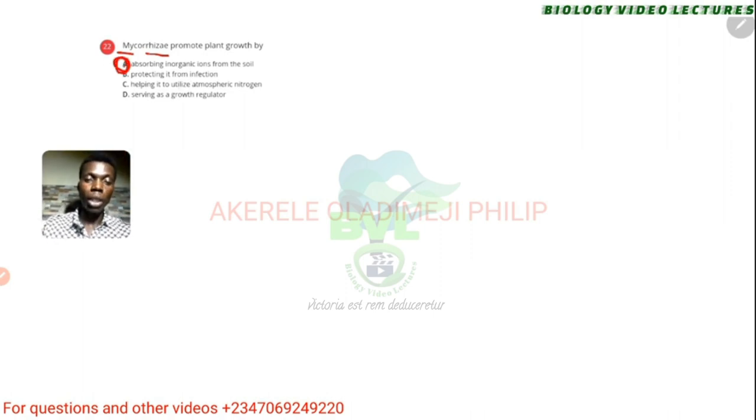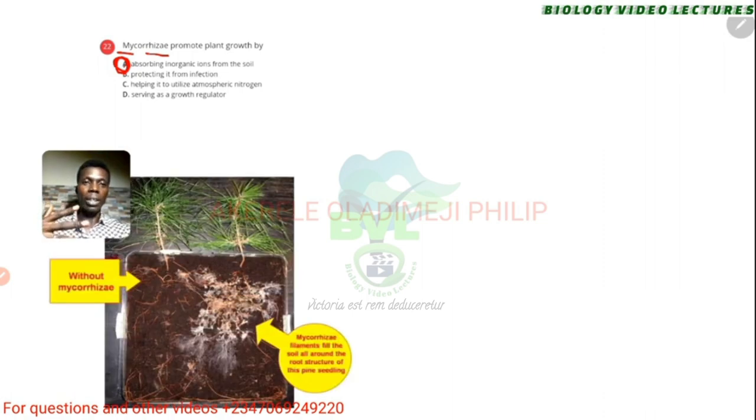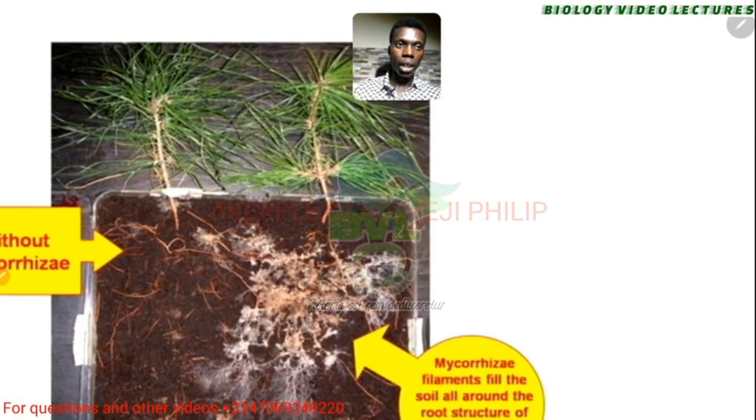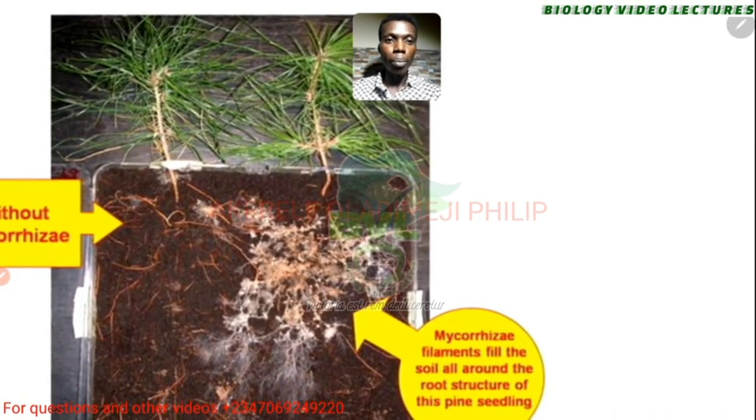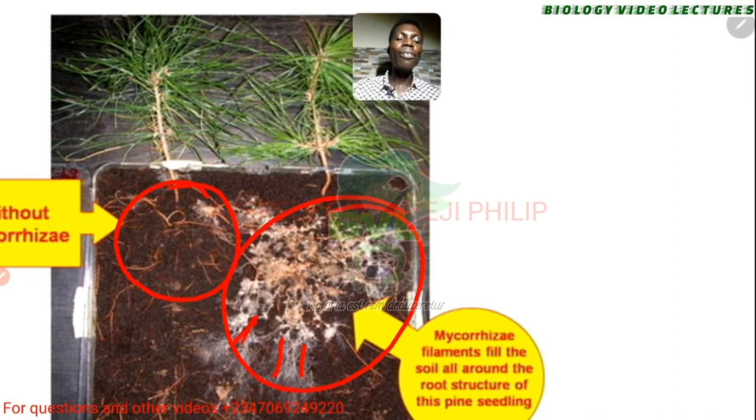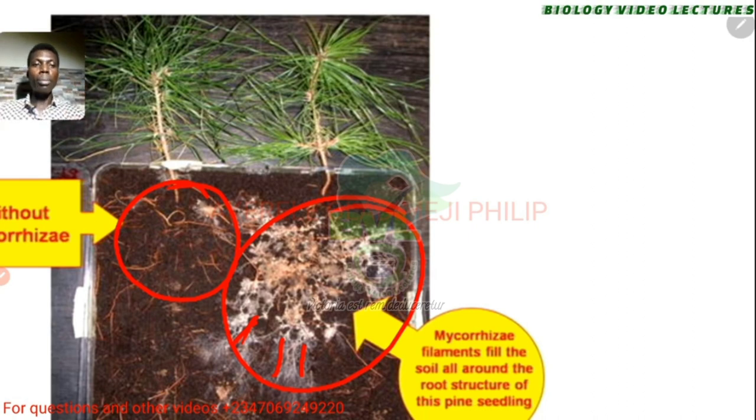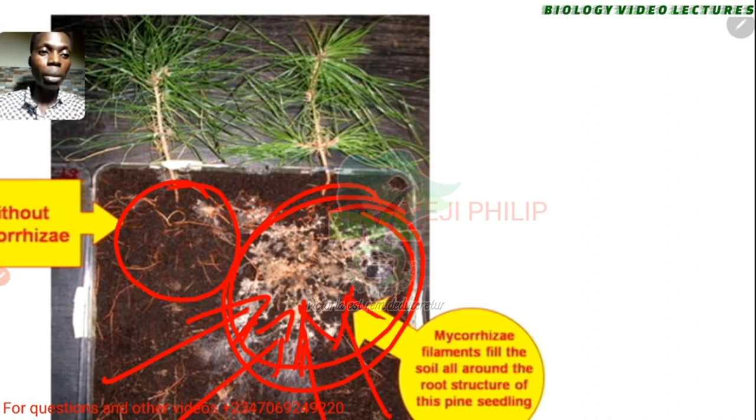So let me show you what it means. Look at this carefully, please. This is a plant without mycorrhiza, but this is one with mycorrhiza. The hyphae of the fungi help to increase the surface area of the roots. So it means this plant will be able to absorb more water and mineral salts than this other one here. So it helps them absorb faster.